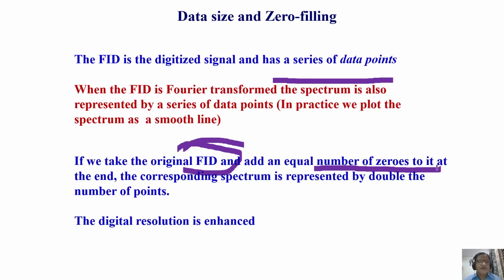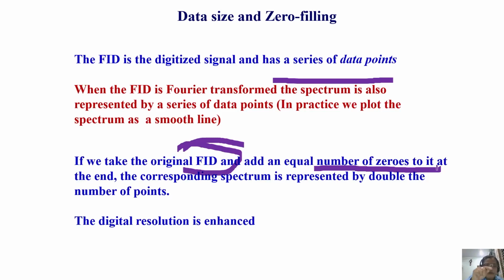I simply add zeros. What did I do? I increased the data size from 8K to 16K. What is the benefit? Please remember, I discussed this for digital resolution. I wanted to tell you what the digital resolution dwell time is. As the number of data points increase, the dwell time becomes smaller and smaller. Smaller the dwell time, you can digitize the signal.